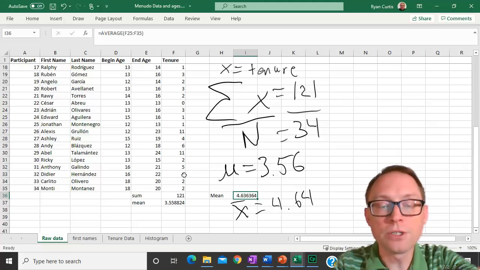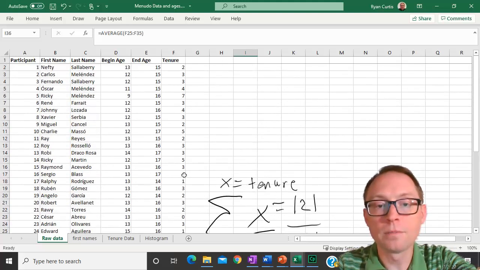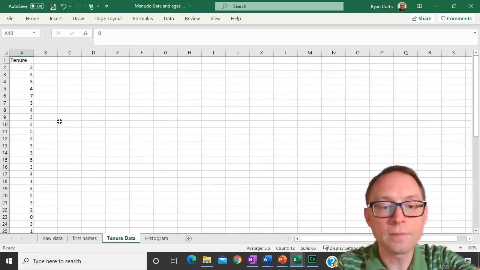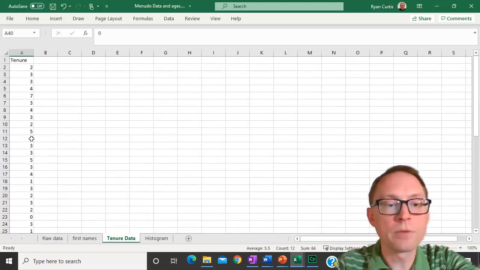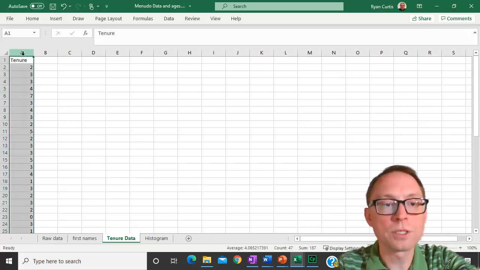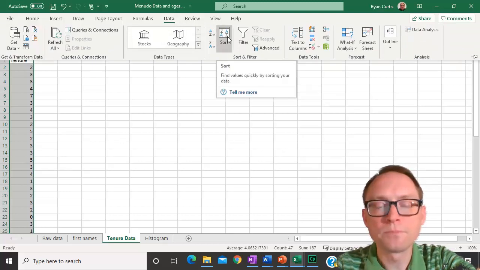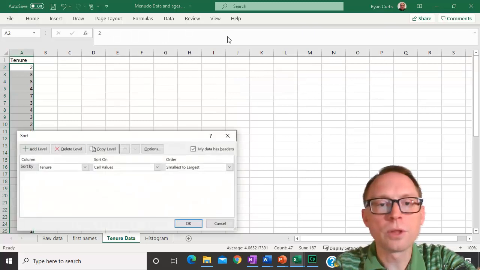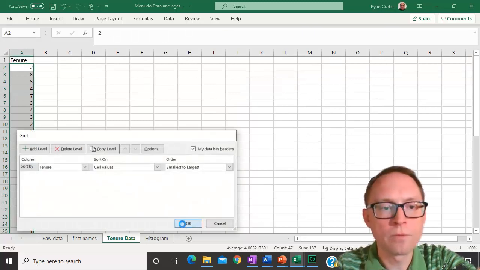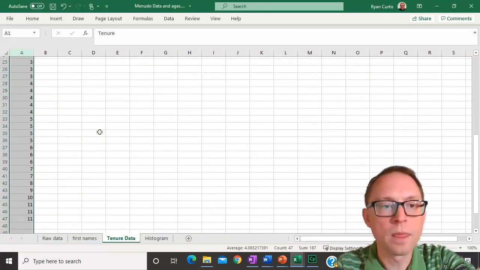Now here's what I want to do next. I need you to figure out what the median and the mode are. In order to do this, I'm going to take these data and put them in a different place so that I can reorder them. These are all those tenure scores that we just did. I'm going to sort them from lowest to highest. There they are right there.